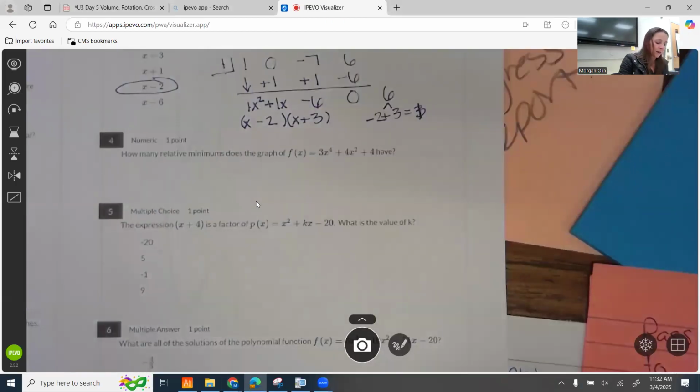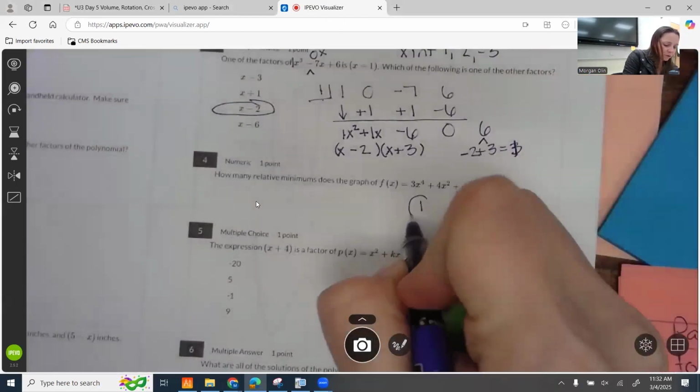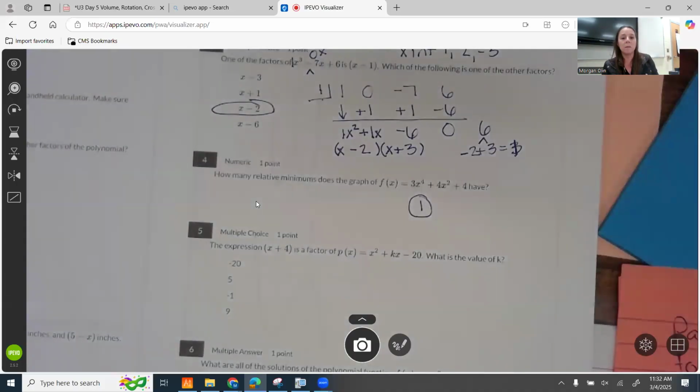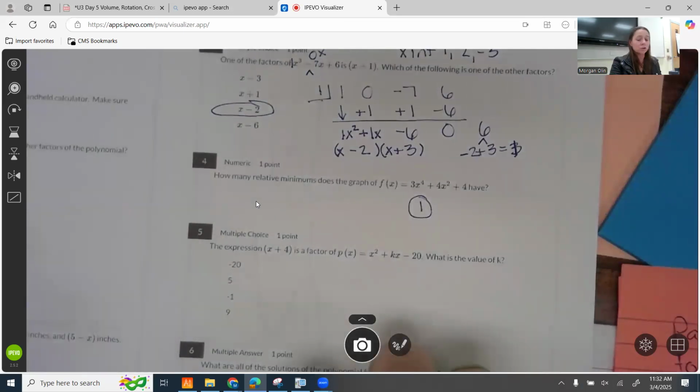So how many relative mins? This would be one that you just have to type in the number. It's a numeric response. In any of the ones on Canvas, you're not actually typing in an x or anything, just a number.